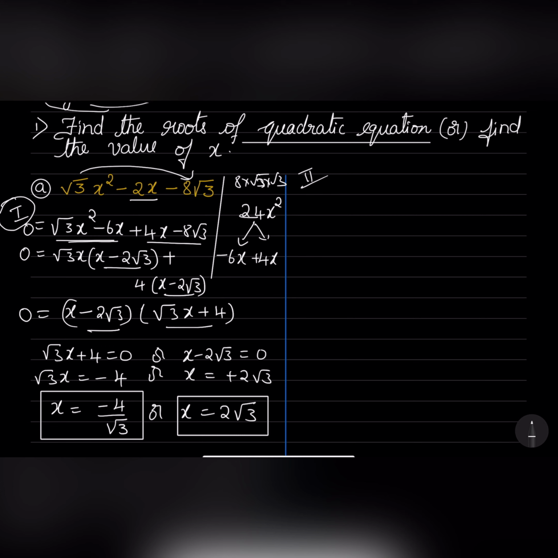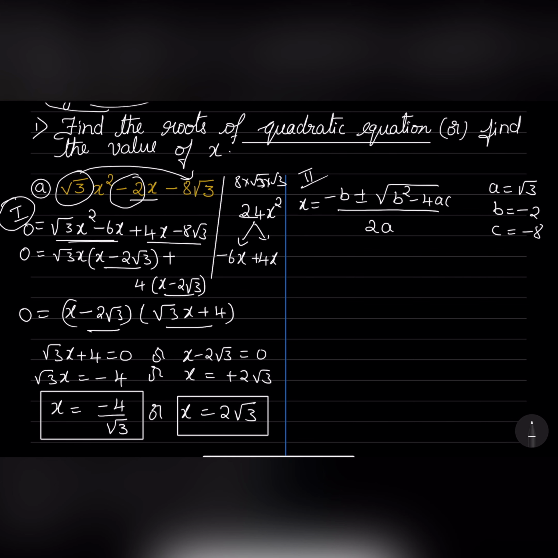The second method is using the quadratic formula. So x is equal to minus b plus or minus square root of b square minus 4ac, divided by 2a. In this case, a is root 3, b is minus 2 and c is minus 8. Let us substitute these values: minus of minus 2 plus or minus root of minus 2 whole square minus 4 into root 3 into minus 8 in the numerator, and in the denominator 2 into root 3.